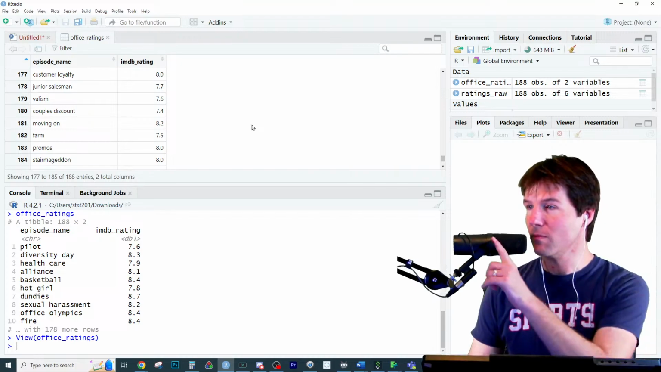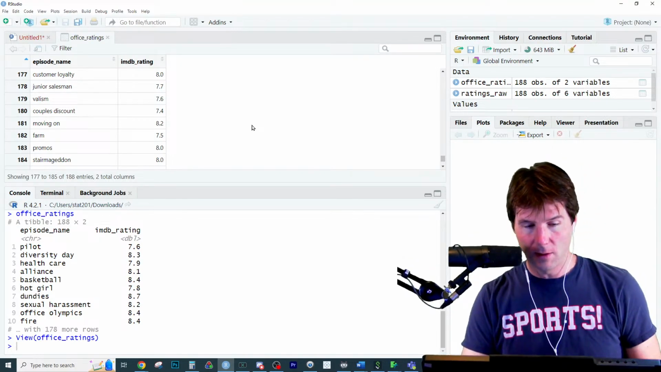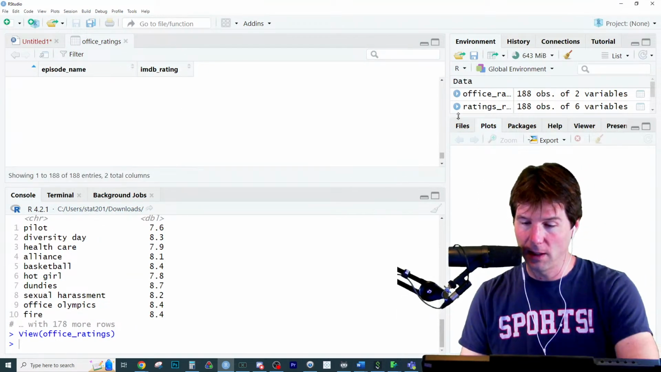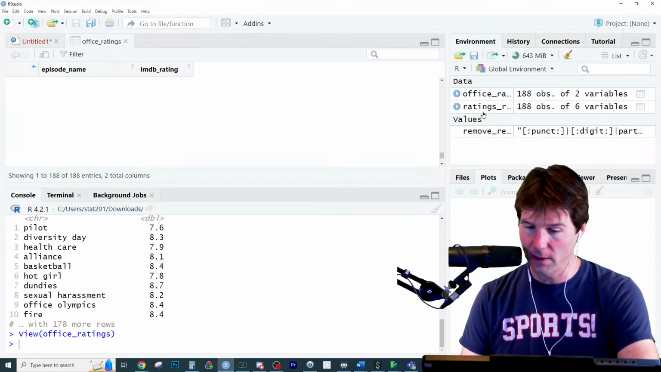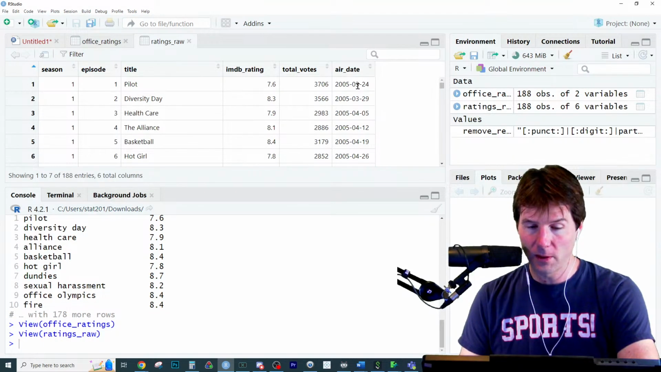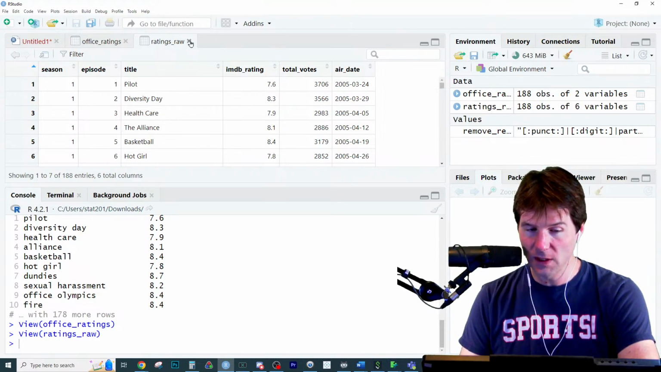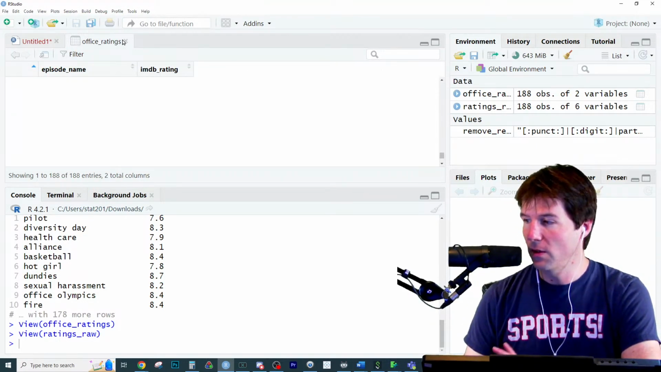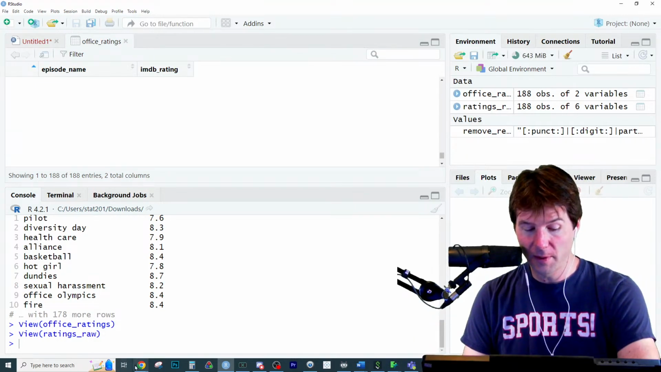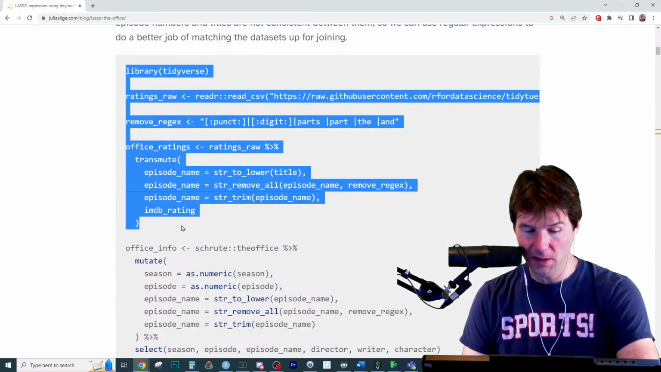And so this is The Office, all the ratings. And there's more variables, it looks like. We'll probably get into that right here. So here we go. There's the air date, the total views, the IMDb ratings, the title, the episodes, the seasons. So we got a bunch of information. All of it was just gotten from the internet in seconds, which I find to be amazing.